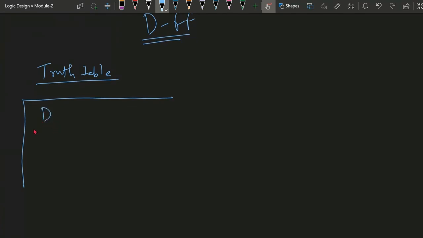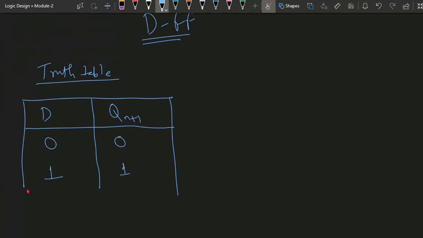We are not considering the clock here, because by default we are considering the clock is always 1 once the flip flop is working. So D is the input, and the output is Qn plus 1. If D is 0, the output is 0. If D is 1, the output is 1. That's why the D flip flop is considered to be the transparent flip flop. So this will be the case of the truth table.